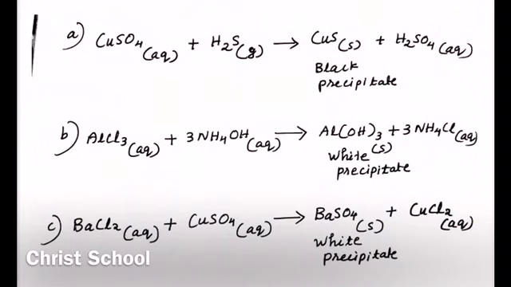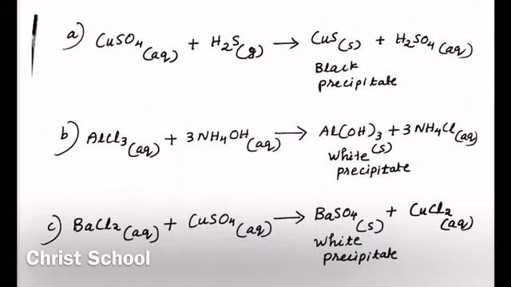We will consider some other examples of precipitation reaction. All these are double displacement as well as precipitation reactions. Why are these precipitation reactions? Because one of the products is a precipitate. And why are these double displacement reactions? There is an exchange between cations and anions.